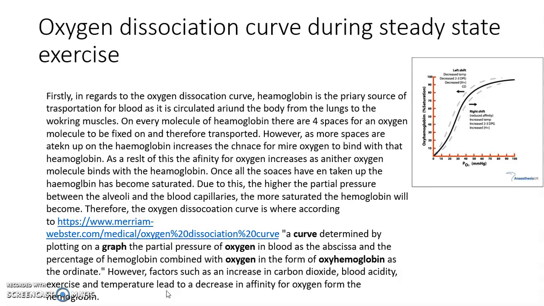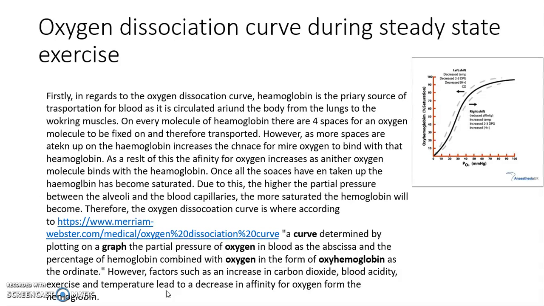Firstly, in regards to the oxygen dissociation curve, hemoglobin is the primary means of transporting oxygen as blood is circulated around the body, from the lungs to the working muscles. On every molecule of hemoglobin, there are 4 spaces for an oxygen molecule to be fixed on and therefore transported. However, as more spaces are taken up on the hemoglobin, this increases the chance for more oxygen to bind with that hemoglobin. As a result, the affinity for oxygen increases as another oxygen molecule binds with hemoglobin.